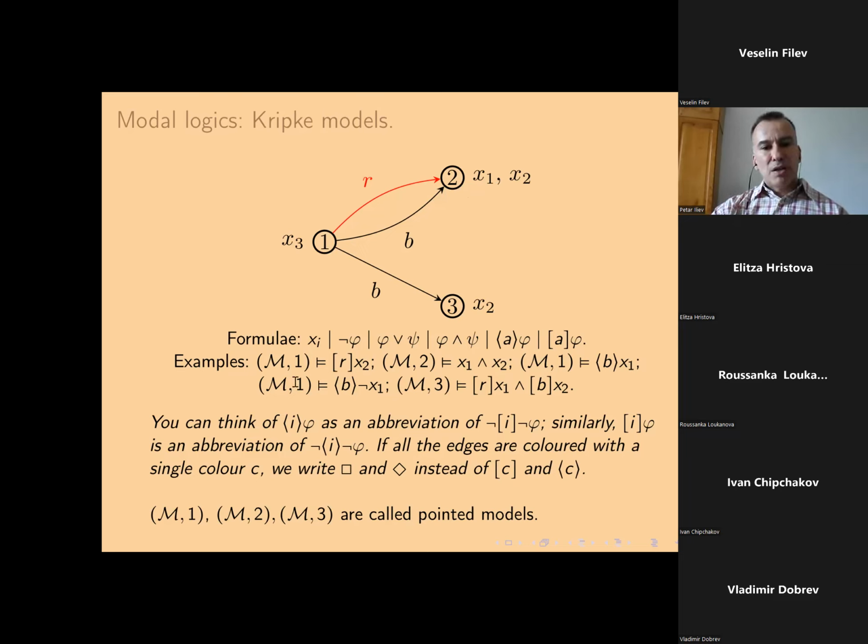Another thing you should keep in mind is that you can look at diamond phi as an abbreviation of it is not necessary that not phi. And similarly, box phi is an abbreviation of it is not possible not phi. If we have just a single color for the edges, we usually write box and diamond without making the color explicit in the notation. And usually these pairs of a model and a point where we evaluate the formula are called pointed models. So this is all you have to know for the purposes of this talk.